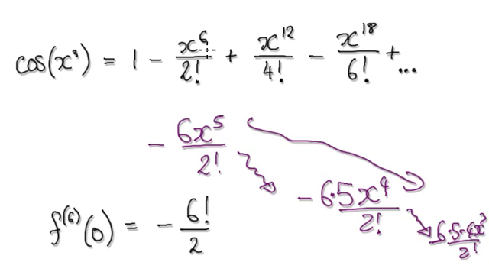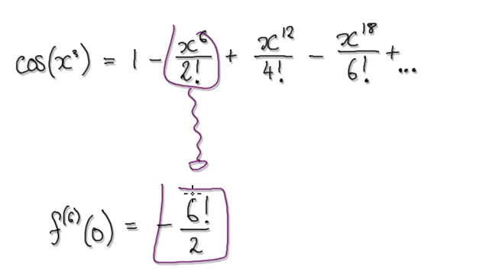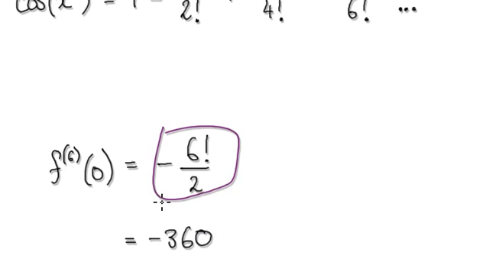If you differentiate it 6 times, it will be 6 factorial over 2 factorial. So when you come to differentiate this 6 times, you would just be left with a constant, and it will be this constant. And then evaluate it at 0. Well, there's no x in here. So the sixth derivative evaluated at 0 will be minus 360.